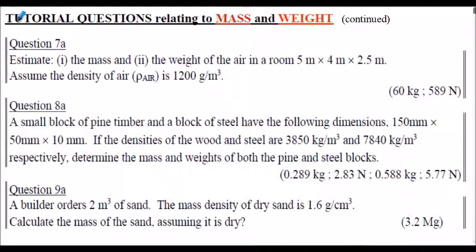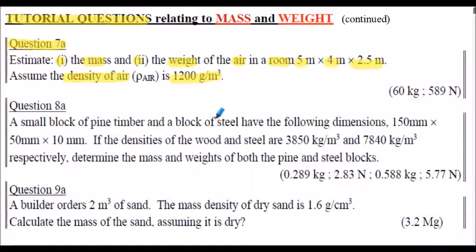And here's the final batch of tutorial questions. Question 7, part 1, we're asked to estimate the mass, and in part 2, the weight of the air in a room that measures 5 meters by 4 meters by 2.5 meters. We're given the air density as 1200 grams per meter cubed, so we need to be careful with the unit given.